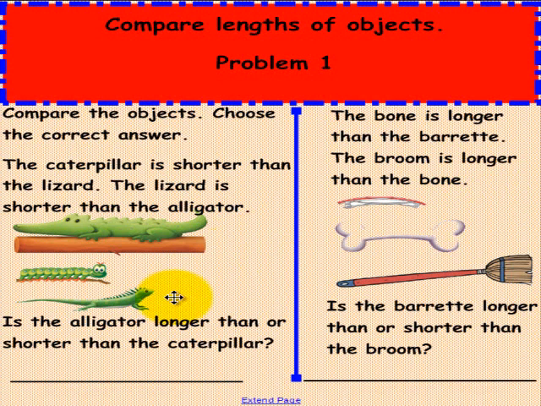Let's look at the answer. The question is, is the alligator longer than or shorter than the caterpillar? Here is the alligator. Here is the caterpillar. Your answer should have been longer than. Let's look over here. Is the barrette, that's this one right up here, longer than or shorter than the broom? Here's the broom. Your answer should have been shorter than. If your answers match ours, that is terrific.